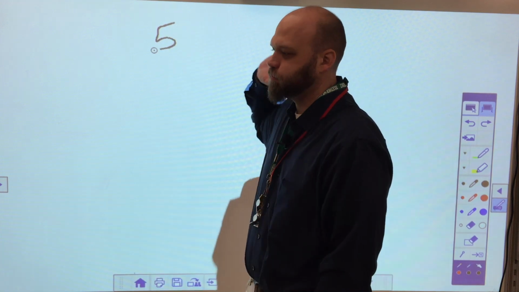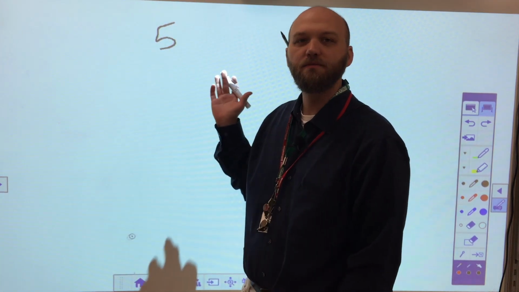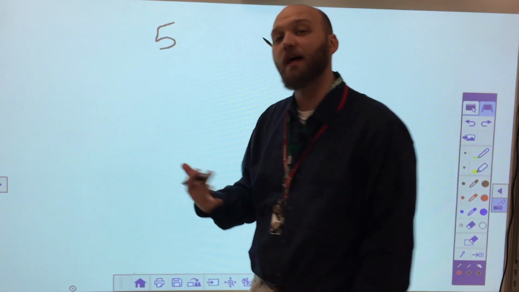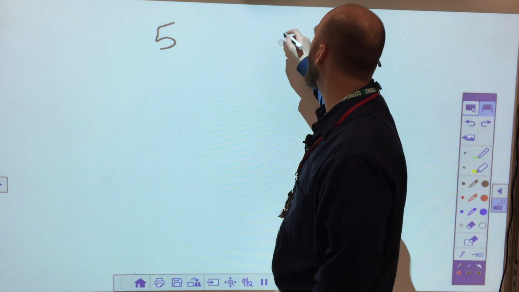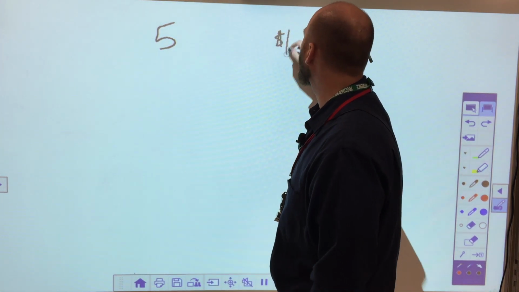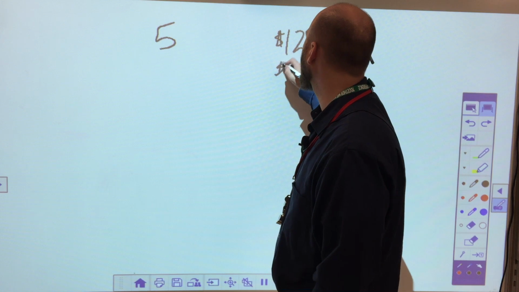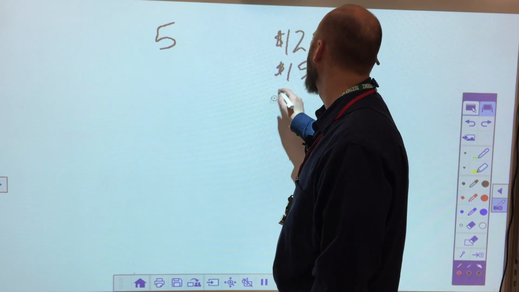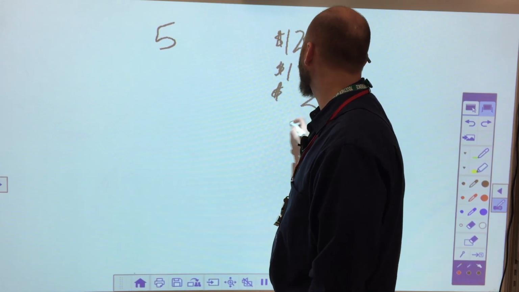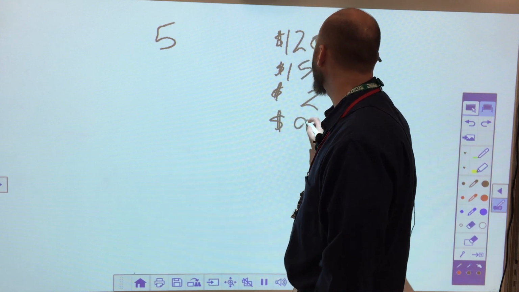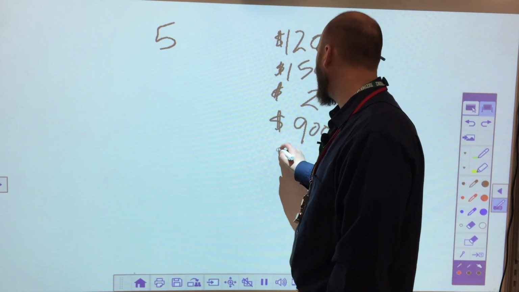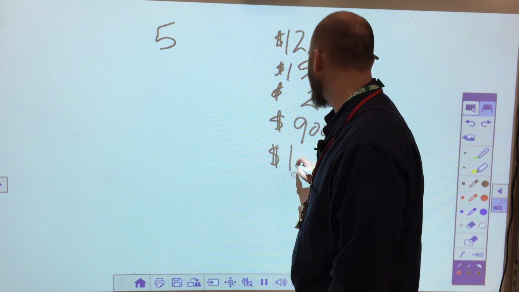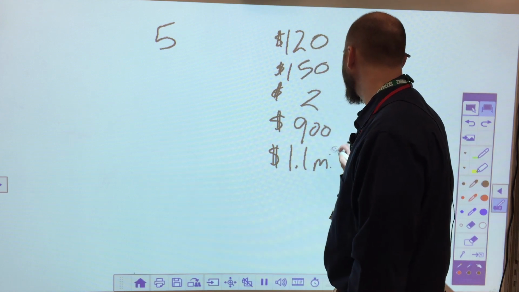5 baseball cards, right? And they're worth a lot of money. So my 5 baseball cards, I have one that's worth $120. I have one that's worth $150. I have one that's worth $2. I have one that's worth $900. And I have a Honus Wagner, which is worth $1.1 million.